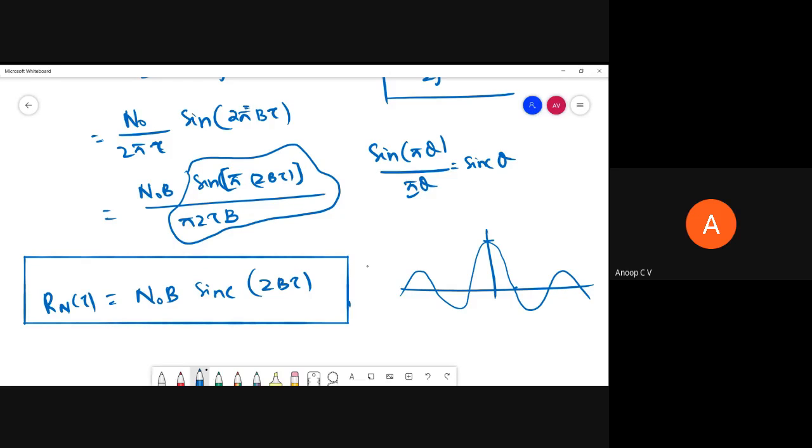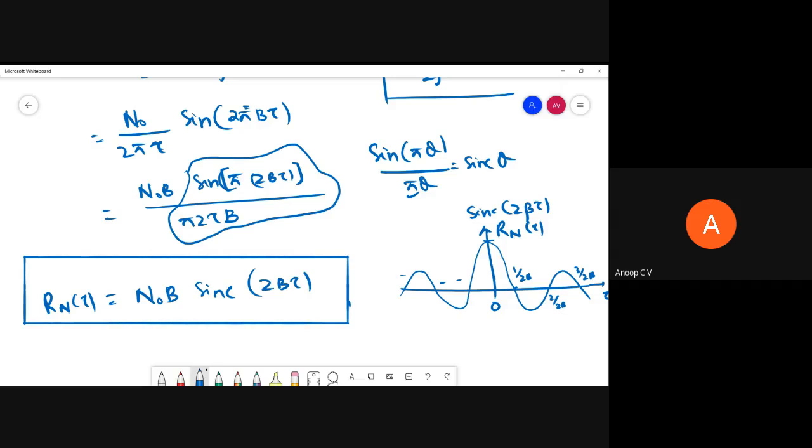Similarly here, this is sinc of 2b tau. For tau equal to 0 it is maximum, and when tau equals 1 by 2b, 2 by 2b, and 3 by 2b, and similarly for negative values, it will be passing through 0. So this is the autocorrelation function R n of tau of the white noise process as output of an ideal low pass filter.